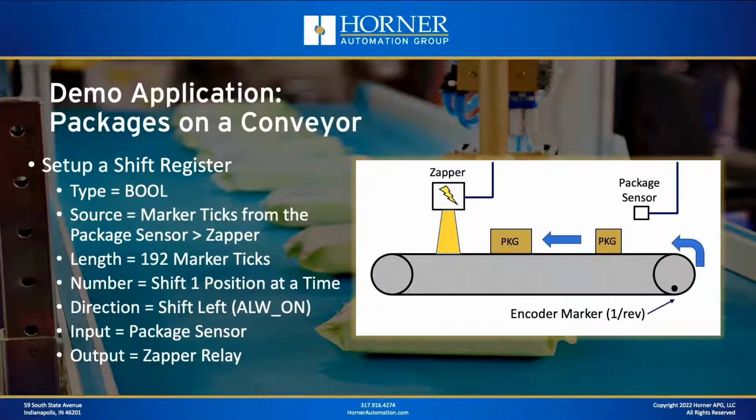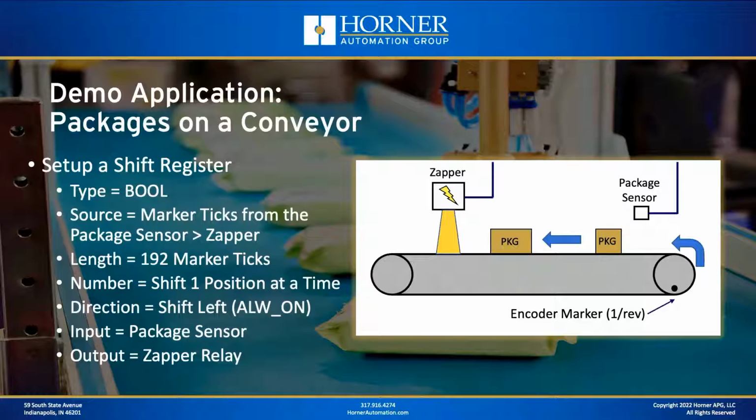Now, what is going to be the contents of the shift register? Well, the shift register contents are going to represent the marker ticks that exist from the package sensor to the start of the zapper. And we mentioned in the previous slide there are 192 of those marker ticks. So our shift register size is 192 bits, where each bit represents a marker tick.